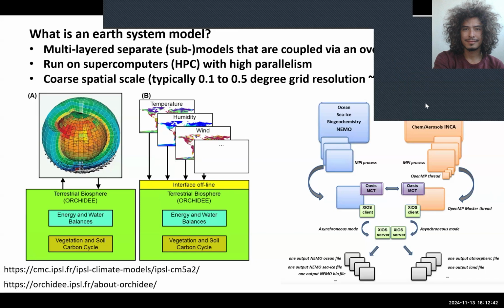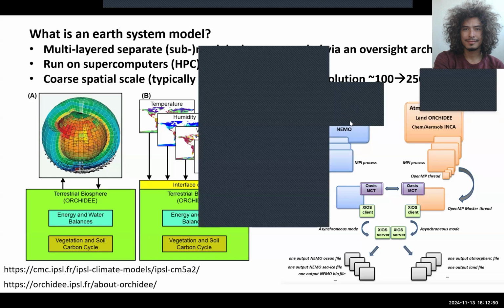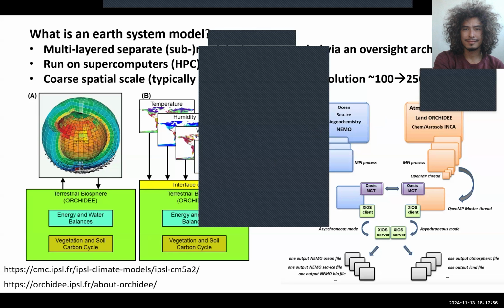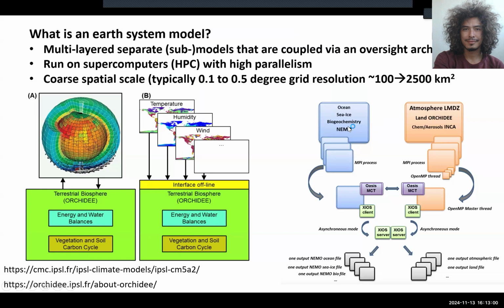Yes, go ahead. So basically these models are stuck together with a high level architecture that binds them on big supercomputers and are run in parallel and so on. But they're generally coarse resolution at 0.1 to 0.5 degrees, which is equivalent to about 100 to 2,500 square kilometer grid cells. So this is quite different to maybe what many of you will be used to working with.